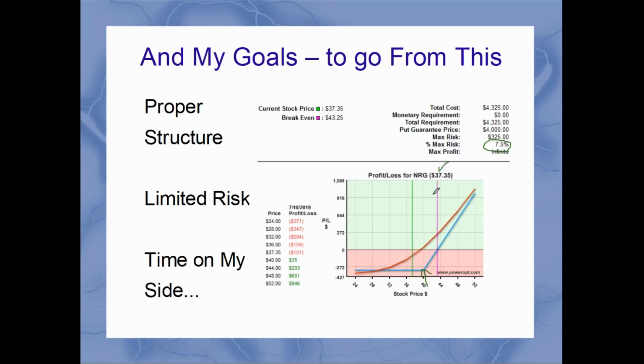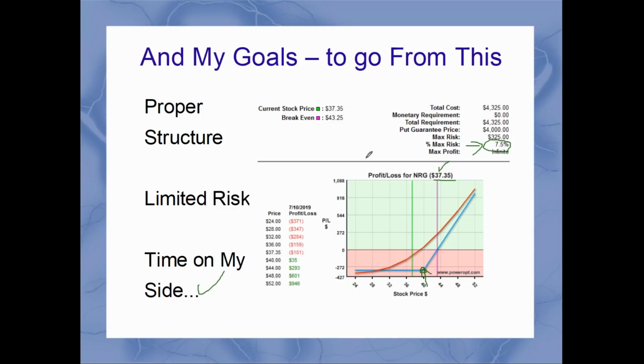And I bought a January 2020 45 strike put for $6.90. Now this is a current position. If I got in NRG today at $37.35, I might buy that January 2020 40 put, so I have a risk of 7.5%. It's a proper structure, it's limited risk, but time is on my side.